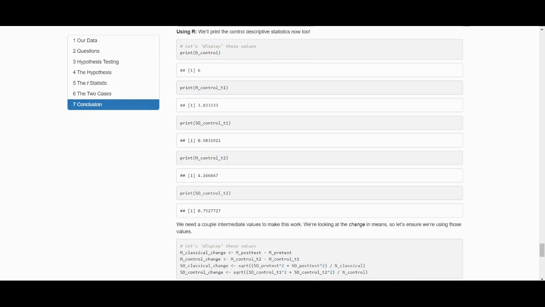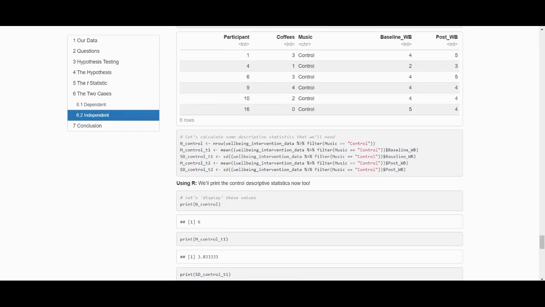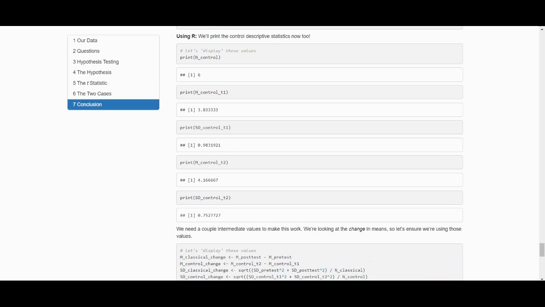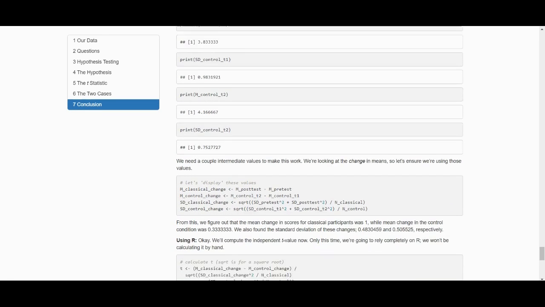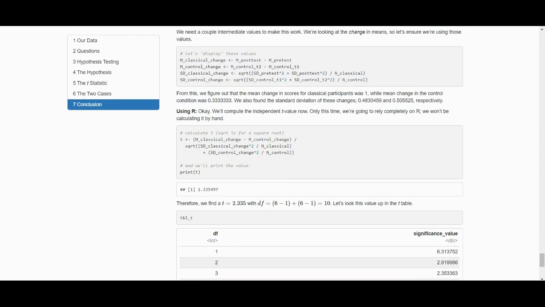We have n control 6. We found M control to be an average of 3.833, and this is certainly something you can calculate yourself by doing 4 plus 2 plus 4 plus 4 plus 4 plus 5 all over 6. That should give you 3.83333. Then we also calculated our standard deviation for the pretest, and then our mean and standard deviation for the post-test in the control condition as well. So we have all of the values we need to solve this problem.